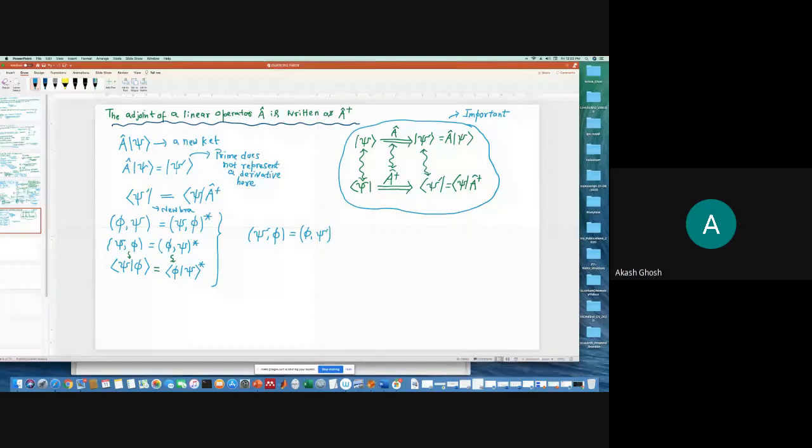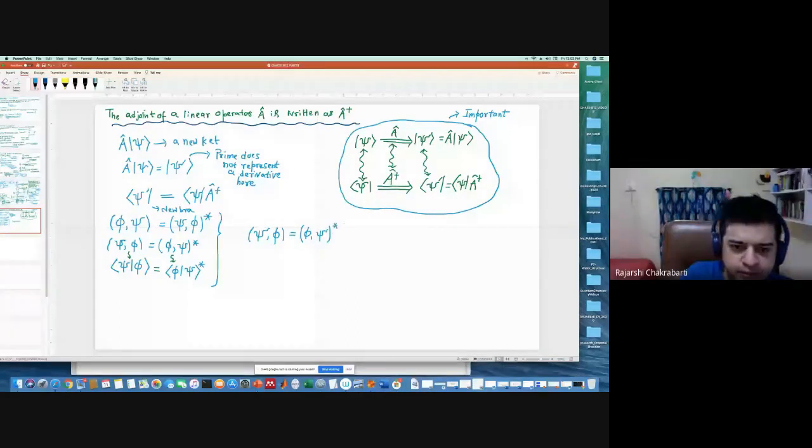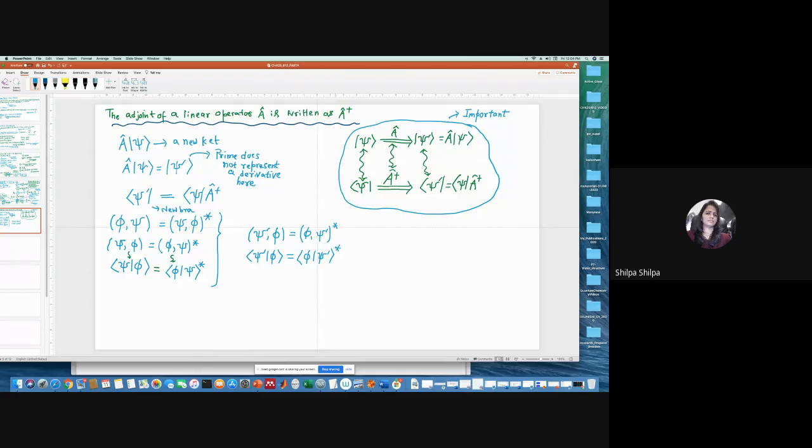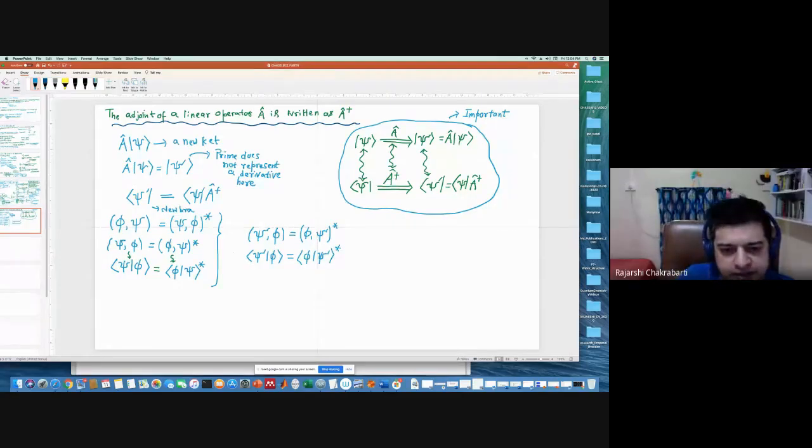In bracket notation, what is that? Is this fine? In bracket notation, please tell me. Just put it like this. This one is a ket, a bra. This one is a ket. This one is a bra. This one is a ket. And also don't forget to put the star because this is the relation how it is.